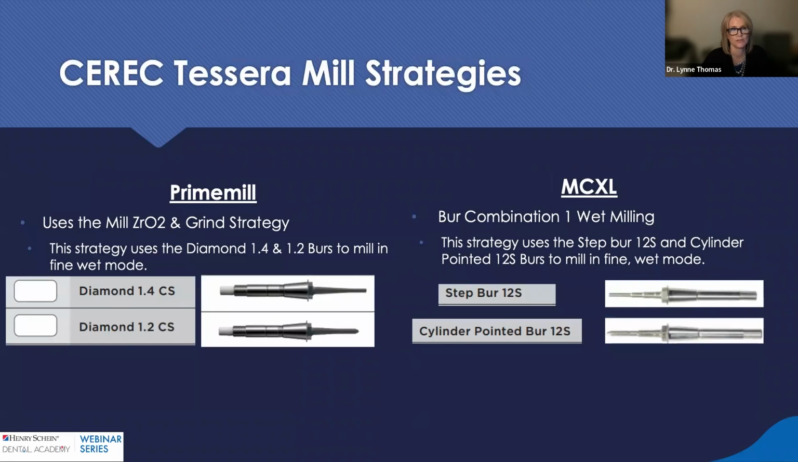So the strategy is going to be a grind strategy in the Primemill or in the MCXL. These are the burrs that are required on the left-hand side for your Primemill, should you use your Primemill, or if you have an MCXL, you can use these burrs here.